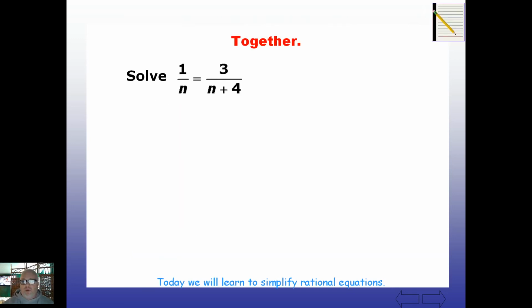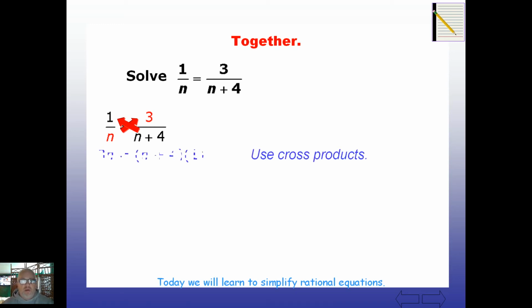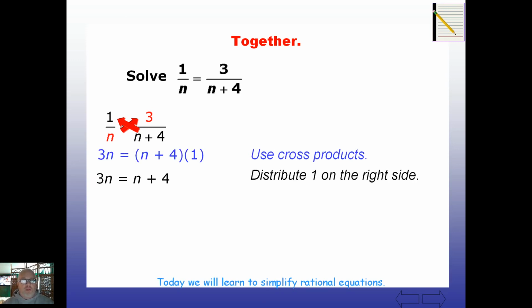So grab your notebook and pencil there. 1 over n equals 3 over n plus 4. So again, I've got these proportions set equal to each other, these rational expressions with an equal sign between them. Let's cross multiply. So 3 times n, and then 1 times the quantity n plus 4. Well, 1 times anything just gets you back identically where you started. So it looks like 3n equals n plus 4.